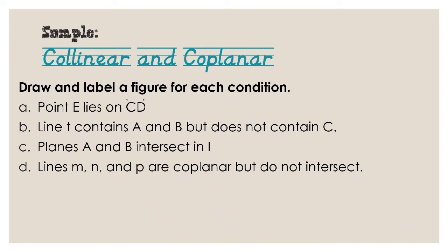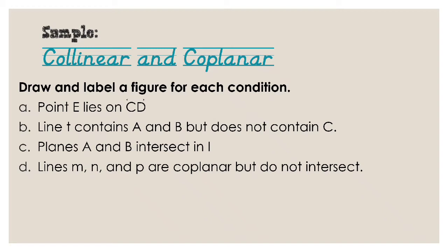Did you get it? Okay. Let's move on with letter D. Lines M, N, and P are coplanar but do not intersect. So in this task, do you think we're going to make lines that are intersecting? Of course not, because in the condition, it is said that it does not intersect.